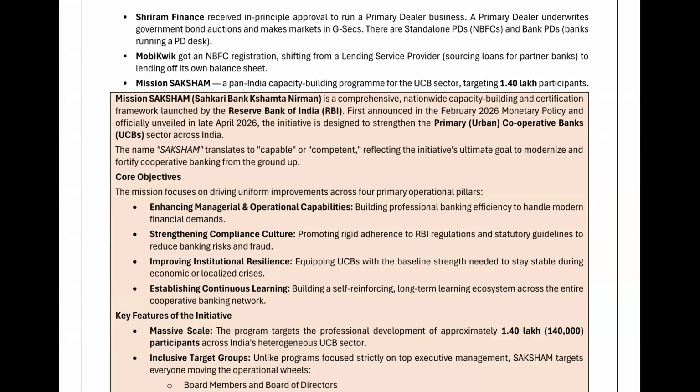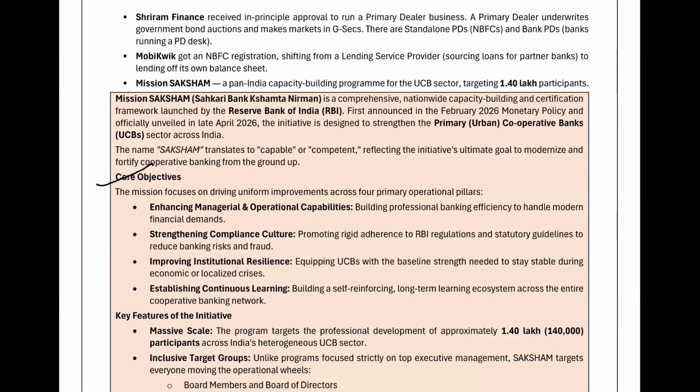Mission Saksham Sahakari Bank Kshamta Nirman is a comprehensive nationwide capacity building and certification framework launched by RBI. ठीक है? तो ये किस चीज के लिए किया गया है? First announced in the February monetary policy and officially unveiled in late April 2026, the initiative is to design what? Strengthen primary urban cooperative banks. The name Saksham translates to capable or competent, reflecting the initiative's ultimate aim to modernize the cooperative banking sector from the ground up. तो ये क्या क्या कोर ऑब्जेक्टिव्स है, प्लीज हैव अ लुक. ये 4 चीज याद रख लेना. Enhancing managerial and operational capabilities, strengthening compliance and culture, improving institutional resilience, establishing continuous learning.